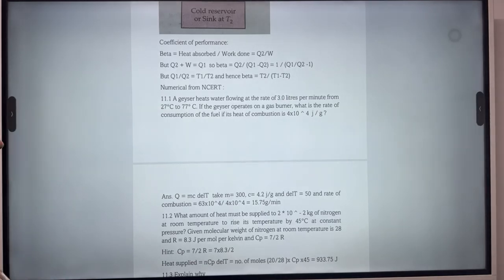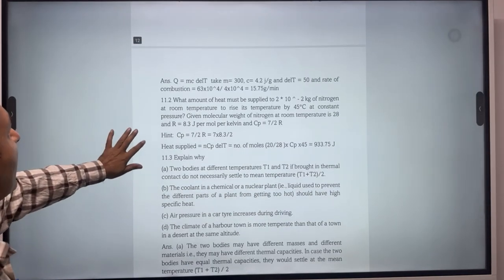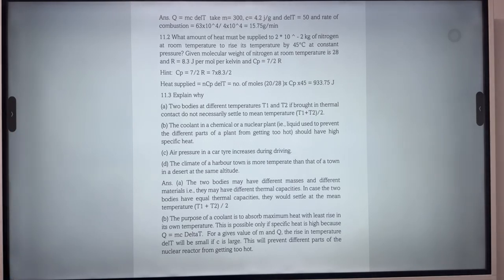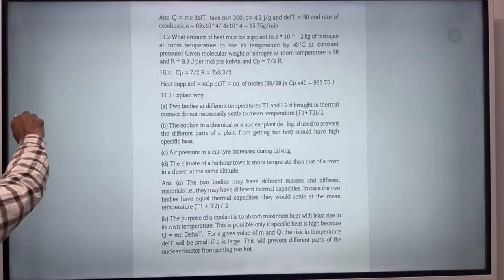I think you have understood. Question is not tough. Now let's go to second question. Second question says, what amount of heat must be supplied to 2 into 10 power minus 2 kg of nitrogen at room temperature to rise its temperature by 45 degrees centigrade at constant pressure, given molecular weight of nitrogen at room temperature is 28 and R equal to 8.3 joule per mole per Kelvin, and value of Cp is also given. So let's see how to solve it.